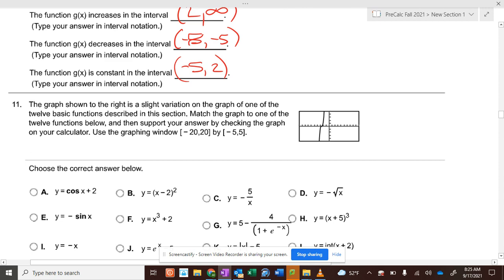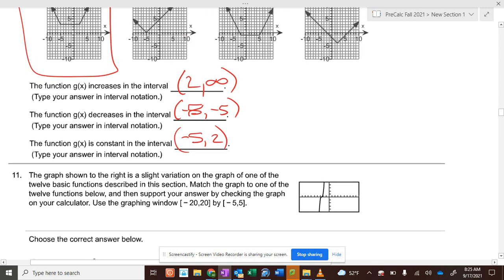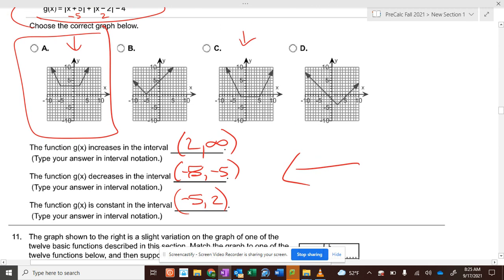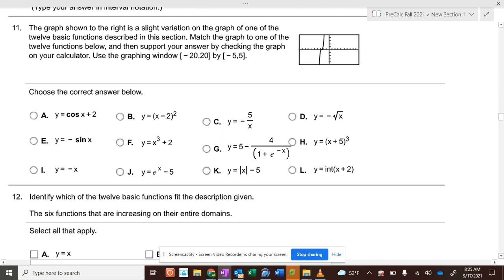So if you get this wrong because of brackets or parentheses, if you put parentheses and they wanted brackets for where it's increasing, decreasing, I will count it right. I'll go back and overrule the computer because it should be parentheses. It can't be brackets there. They're wrong.